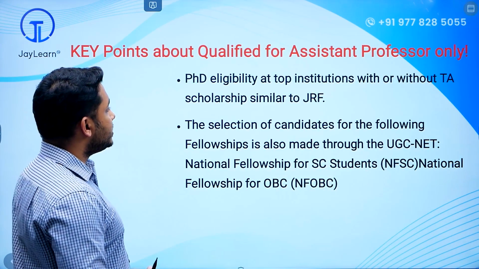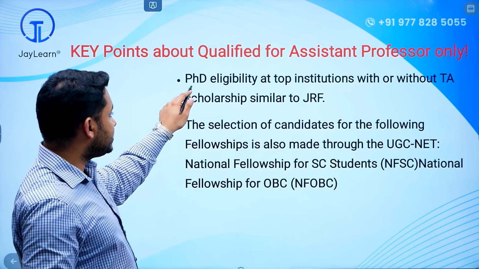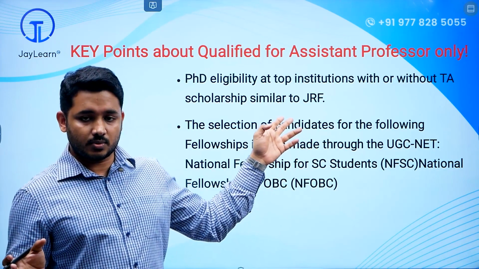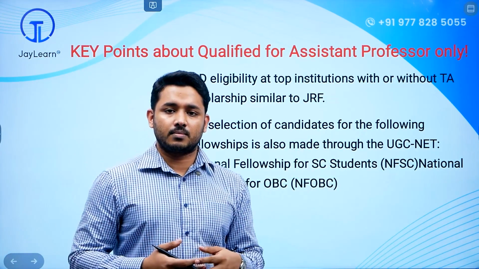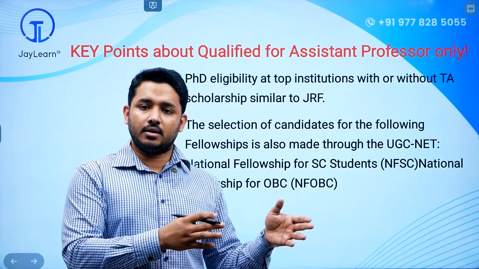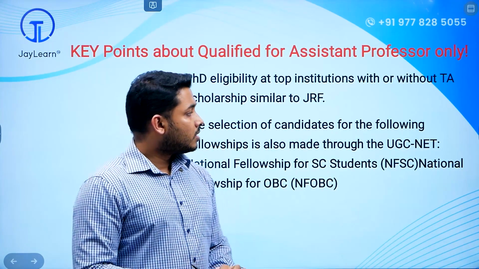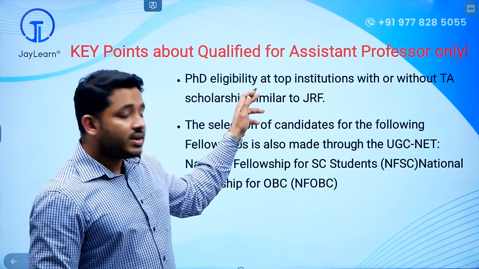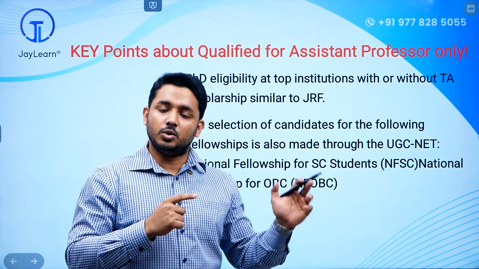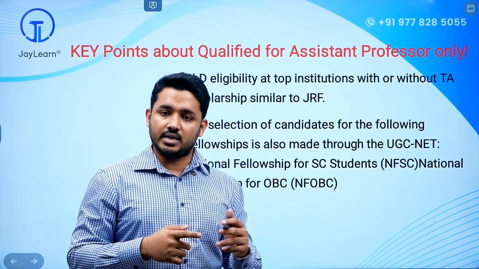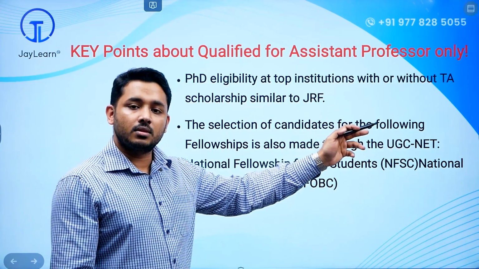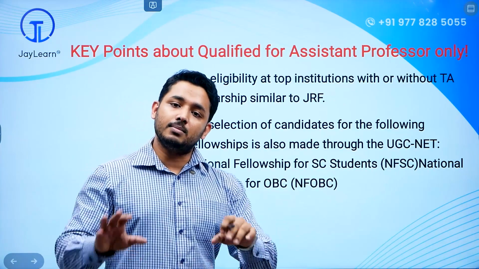Now, some more points about assistant professorship. So that, as I said, it's the PhD eligibility at top institutions with or without teaching allowance. That's what TA means. So you get a teaching allowance. So the junior research fellowship is also actually a teaching allowance. You're supposed to help your guide to take his lectures. So even just with NET, you can get TA-ship in universities like IITs, NITs and IISER. You can get TA. So with or without TA, that is a PhD eligibility in most places.